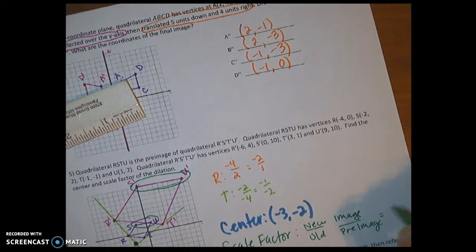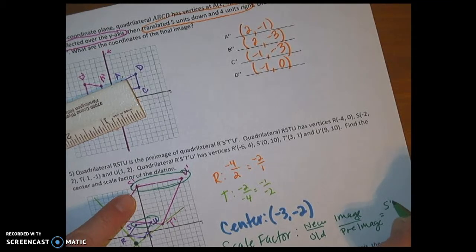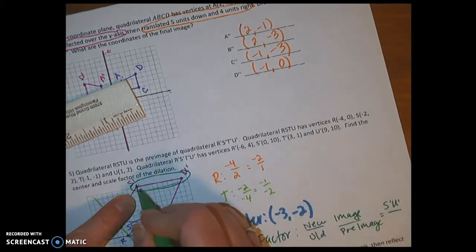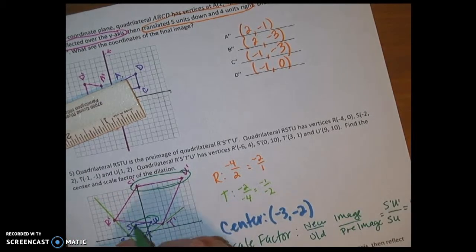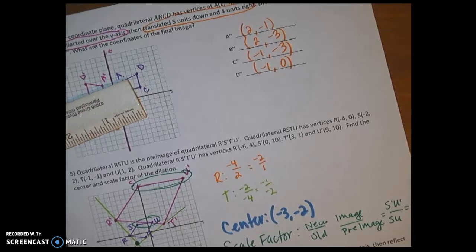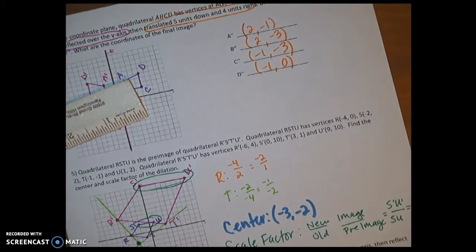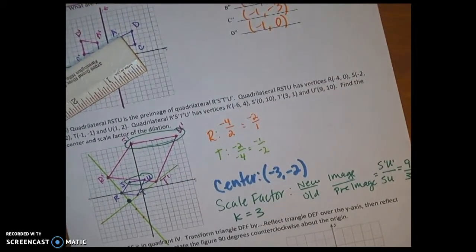In this case, it is S prime U prime, which is equal to, if you count those, there are 9 of them, so 9 over SU, and if I count those here, that's 3. So my scale factor is 3. Oh, sorry, that went off the screen, didn't it? My fault.